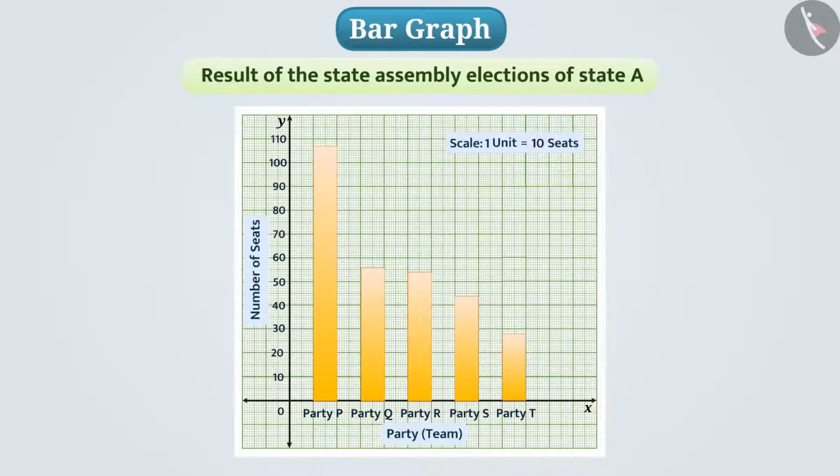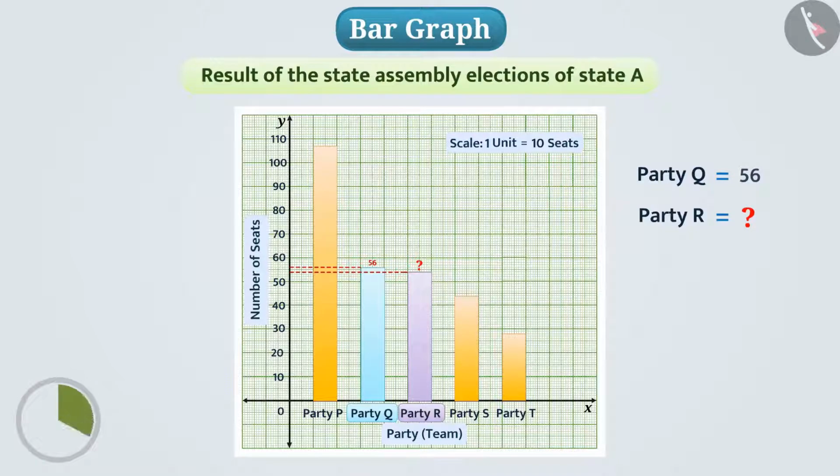Here we see that the length of bar made for party Q represents 56 seats. In this way, we can say that in state assembly elections, party Q won 56 seats. Similarly, can you tell how many seats the party R has won? Think. Absolutely right. For the length of bar made for party R, we know that party R has won a total 54 seats. The comparison of data becomes easy with the help of bar graph.